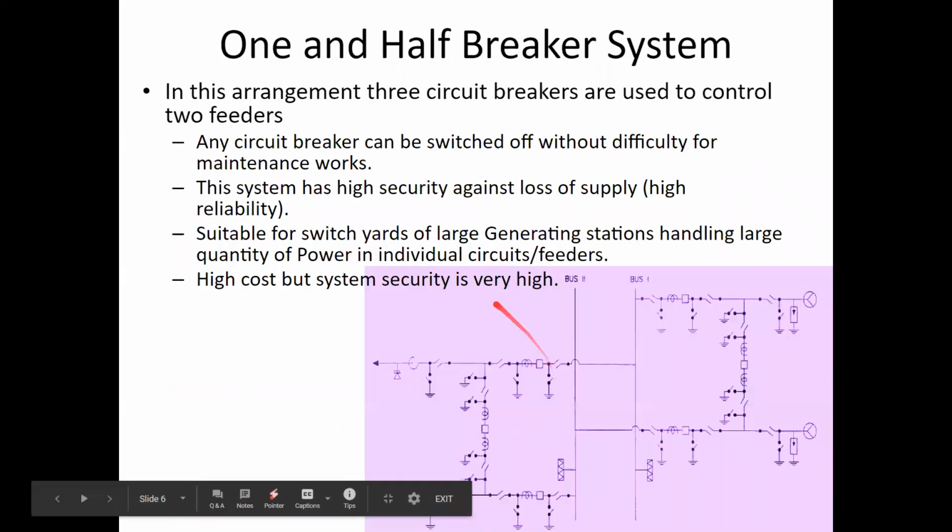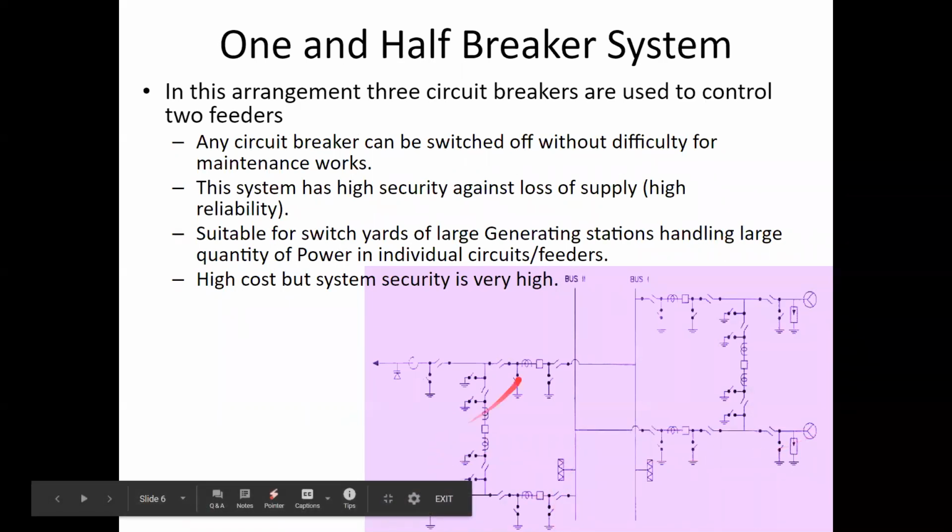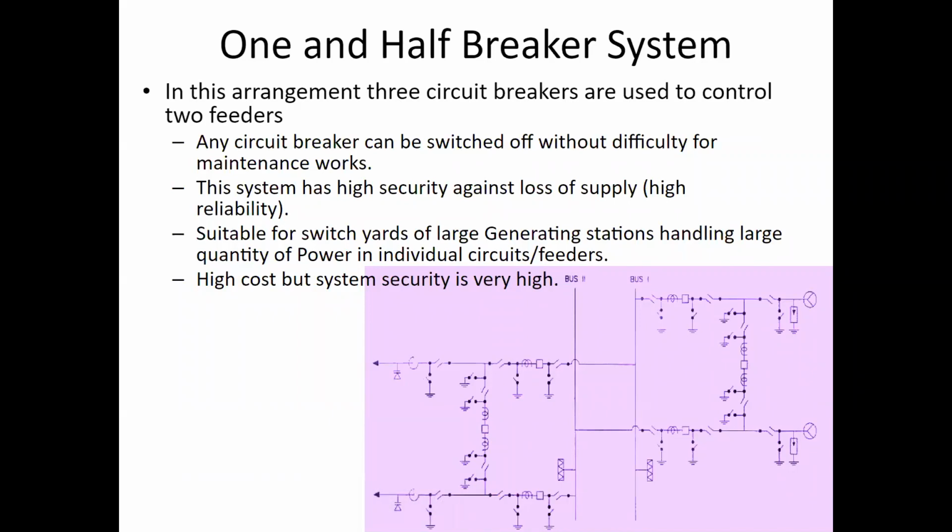But here, this line is connected to bus 1, and this line is connected to bus 2. And between these two lines you put a circuit breaker. Actually, this box is a circuit breaker. So you have circuit breakers 1, 2 and 3. So 3 circuit breakers are used to connect 2 lines. So totally, to connect 1 line, you need only 1.5 circuit breakers.